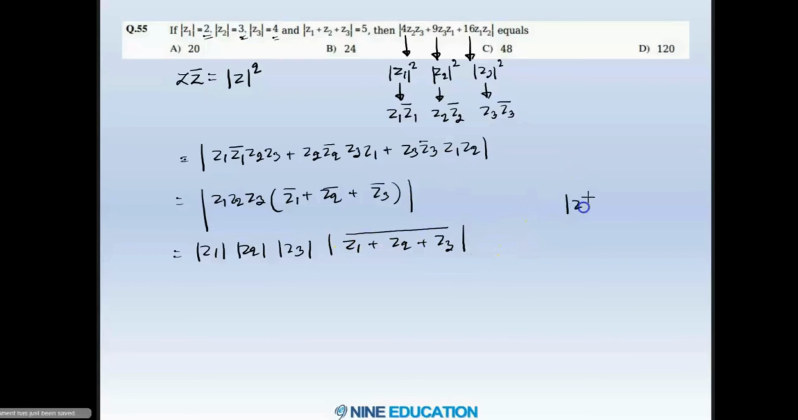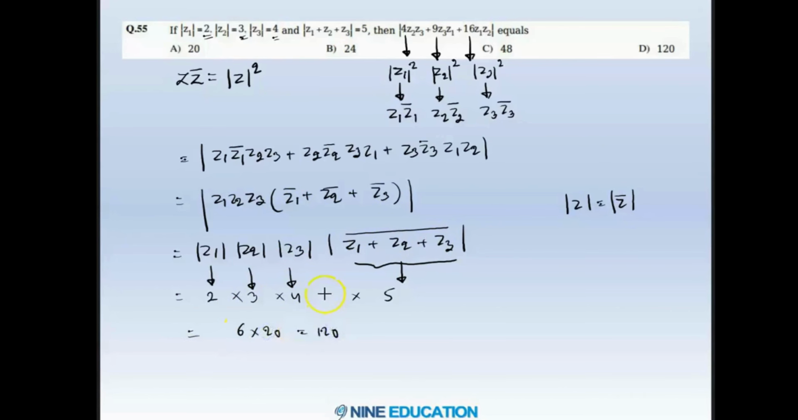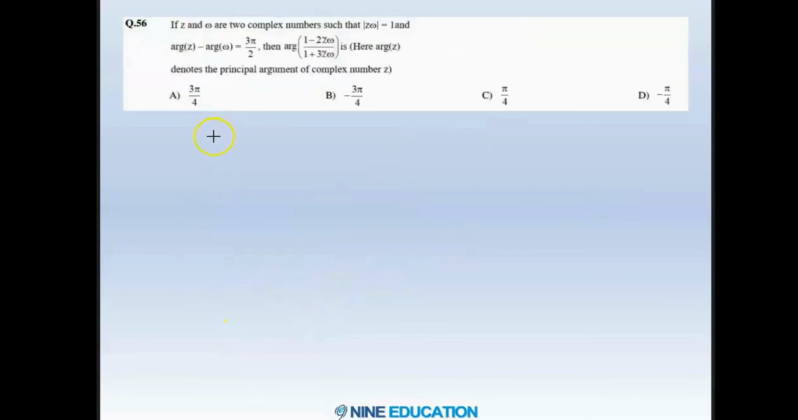But we also know that mod of z is equal to mod of z conjugate, so it doesn't make any difference. We have all the available values: 2, 3, 4, and this entire value will also be 5, because mod of z1 plus z2 plus z3 was 5, so its conjugate will also have the same value. If you multiply all this, it will be 6 into 20, which is 120. Option D is correct.